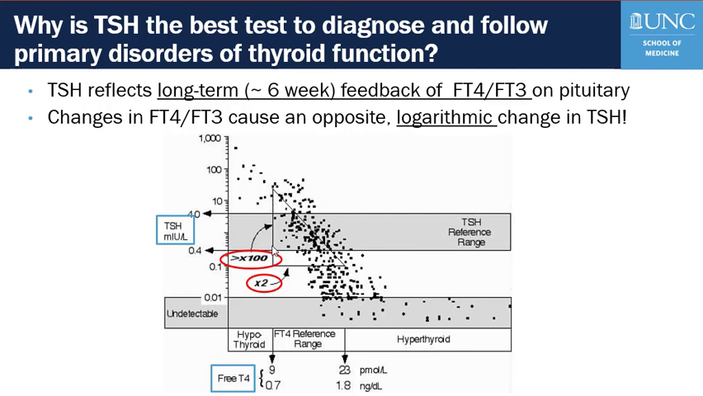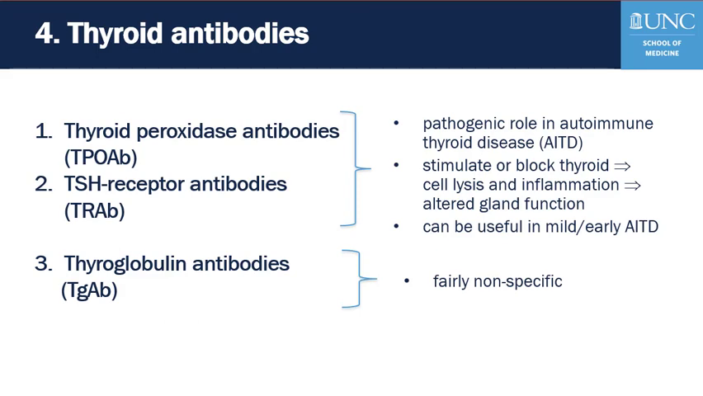So TSH becomes an extremely sensitive test in diagnosing thyroid disease. TSH, T4, and T3, and free T4 and T3 are the main measurements used for assessing thyroid function, but thyroid antibodies can also be measured. They aren't stable tests, but they can be used in specific situations.